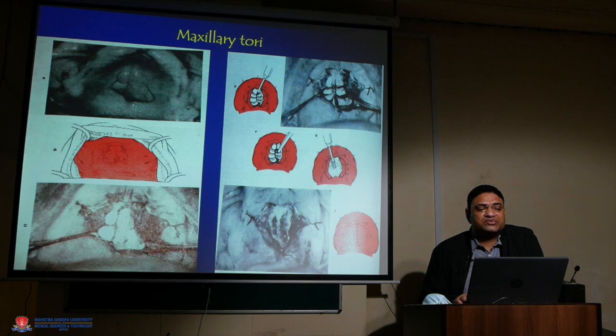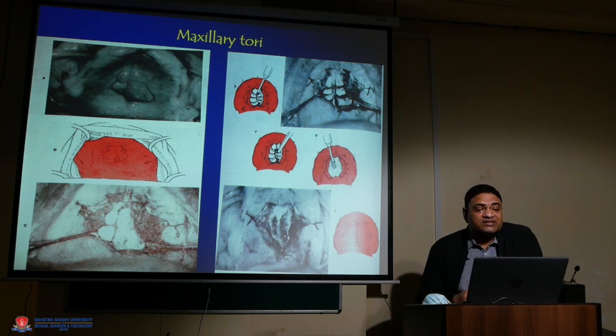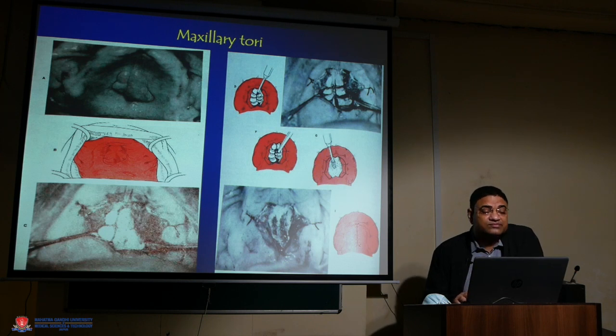So how do we remove the maxillary tori? First we have to give a Y-shaped incision in the palatal tissue from the mid-palatal line, and then we expose the tori, and we have to remove it in segments to prevent exposure of the palatal floor roof. And after removing the bony chunks we have to close it with sutures.